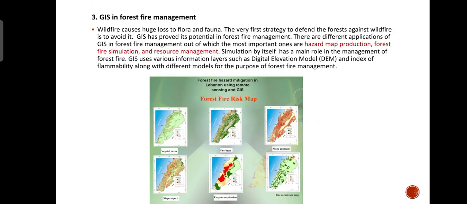Third one, GIS in forest fire management. Wildfire causes a huge loss to flora and fauna. The very first strategy to defend the forest against wildfire is to avoid it. GIS has proven its potential in forest fire management. There are different applications of GIS in forest fire management, out of which the most important ones are hazard map reduction, forest fire simulation, and resource management.